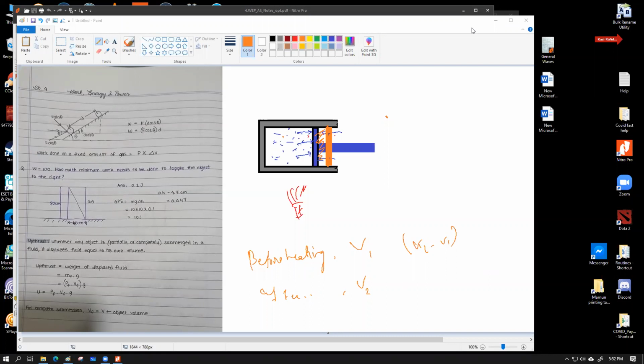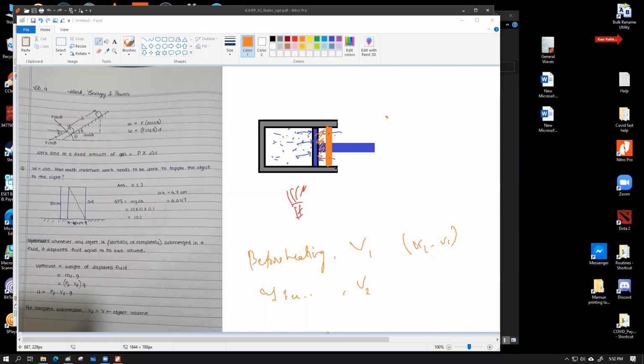Sir, work is being done on the piston too, so why won't we mention that? We are assuming the piston is frictionless, and to move the piston we don't have to spend any energy. Oh, okay. If there was friction in the piston... that's another reason why I have drawn this setup to be a horizontal setup, not a vertical setup. If we used a vertical setup, we would have to account for work done against the weight as well. Understood? Yes, understood.